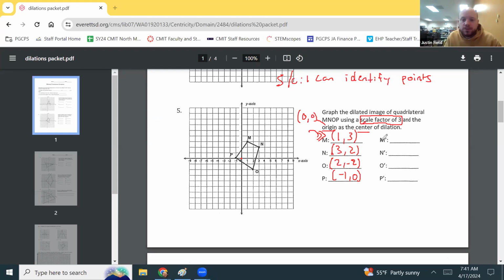So the scale factor is 3. So we're going to multiply by 3. So (1, 3) becomes (3, 9), because 1 times 3 is 3, and 3 times 3 is 9. (3, 2) becomes 3 times 3 is 9, and 2 times 3 is 6. (2, -2) becomes 2 times 3 is 6, and -2 times 3 is -6. And -1 times 3 is -3. 0 times 3 is 0.